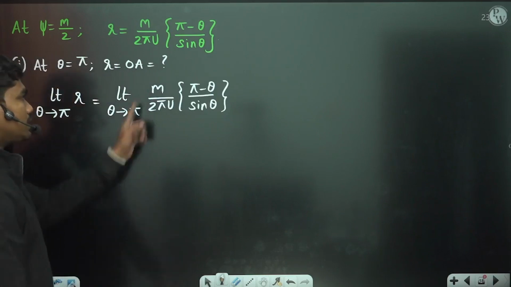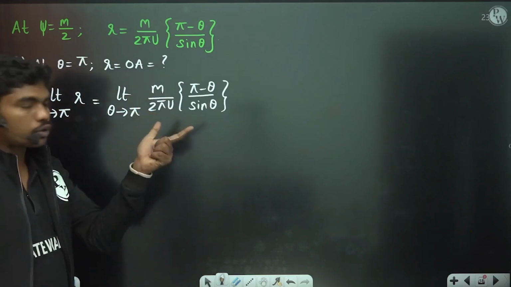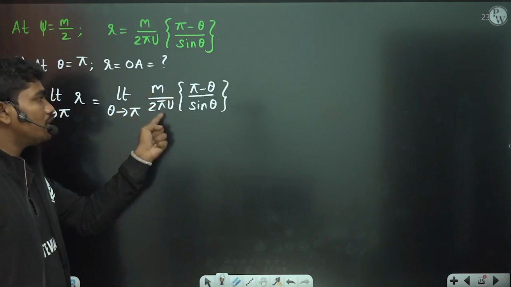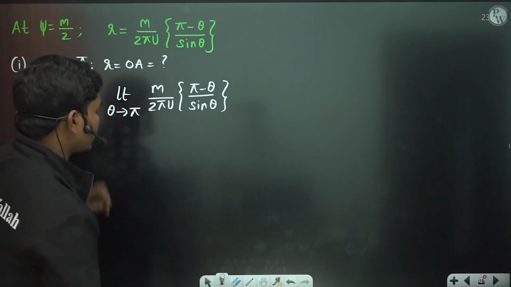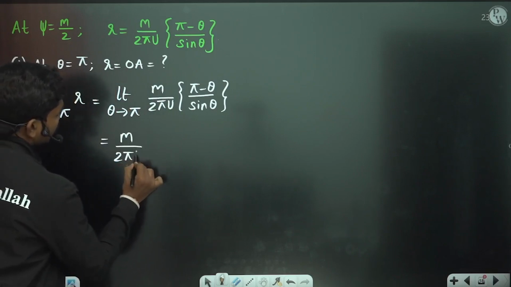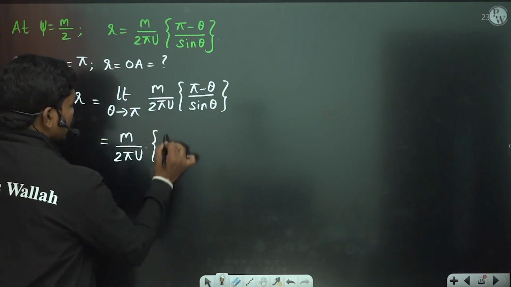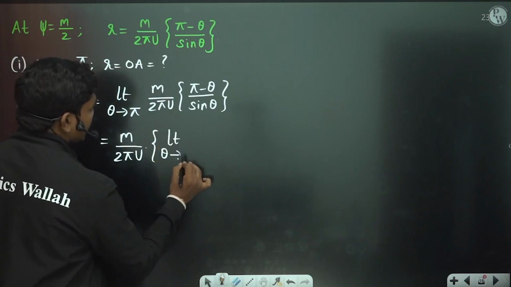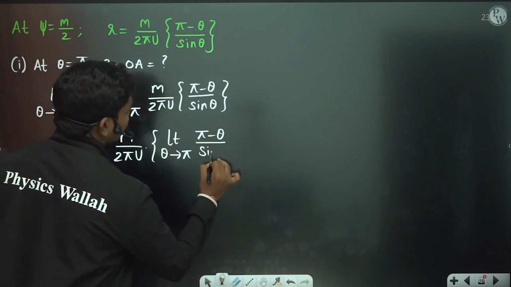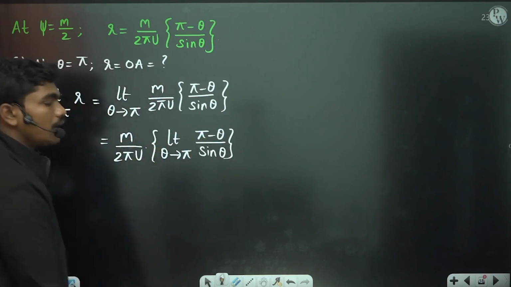Now, this m by 2 pi u is constant. It has nothing to do with theta. 2 pi is constant, the strength of the source is constant, the velocity of the uniform flow is also constant. So m by 2 pi u you can take outside the limit. m by 2 pi u times limit theta tends to pi of pi minus theta by sine theta is what you have here. Correct?